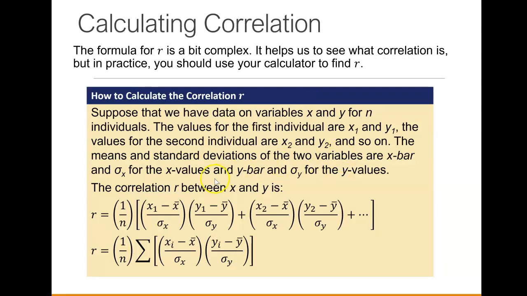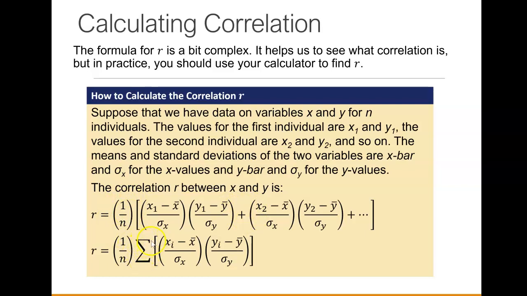So here is the formula. You're going to look at the product of the difference between your first data point and the mean for both x and for y, divided by the standard deviation for x and the standard deviation for y respectively. So you're going to look at the product, and you're going to do that for every single data point, and then you're going to add those up and divide by the number of data points. That's what this calculation is saying.